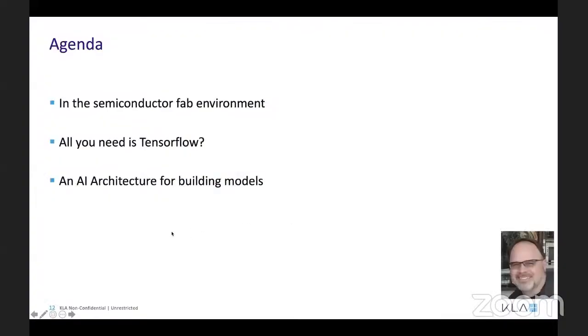So I hope you enjoyed that little intro about the company, and hopefully with the terminology, you were able to follow that. So now I'd like to talk about what is challenging about the semiconductor fab environment in terms of introducing AI technology into our products. We'll talk a little bit about TensorFlow. Is that all you need? Just a deep learning framework? And then we'll talk about an AI architecture that we've developed for building models for several of our products.